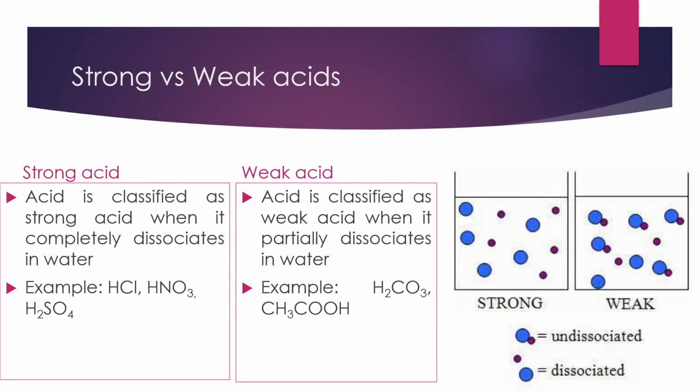Whereas acid is classified as weak acid when it partially dissociates in water. For example, carbonic acid H2CO3, acetic acid CH3COOH, they undergo partial dissociation in water, so less number of ions will be there in weak acids.